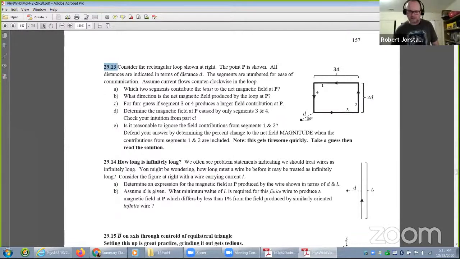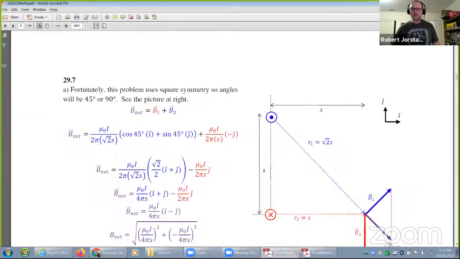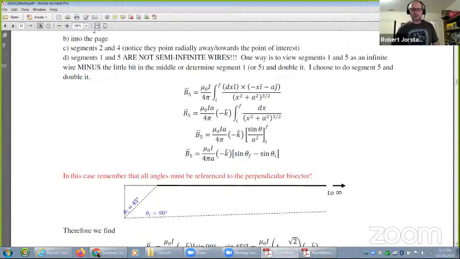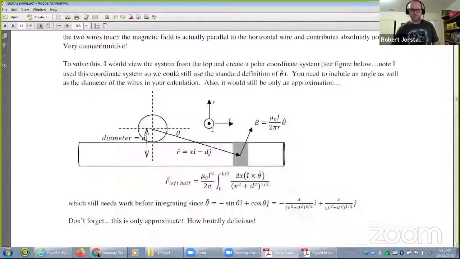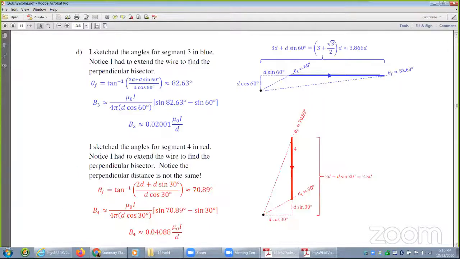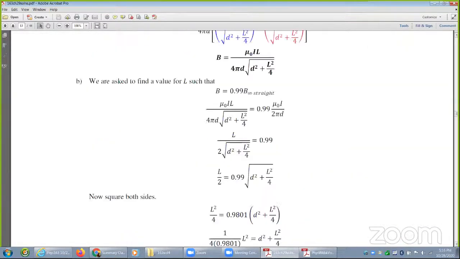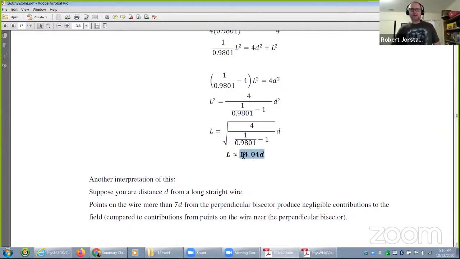And actually, let's look in the solution. I worked this one out. All this time we've been saying, just assume you have infinitely long wires. Is it basically a proportion to how far the particle is away from the wire? Absolutely. And it turns out it's 14 times the distance from the wire, is what I discovered. Said another way, points on a wire more than 7D from the perpendicular bisector would produce negligible contributions, at the 1% level, I should say.